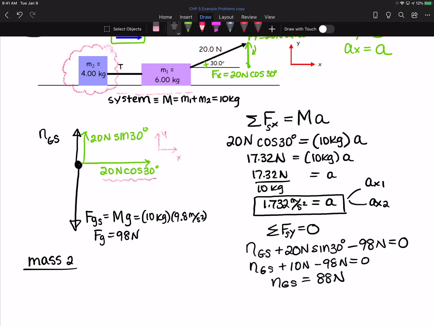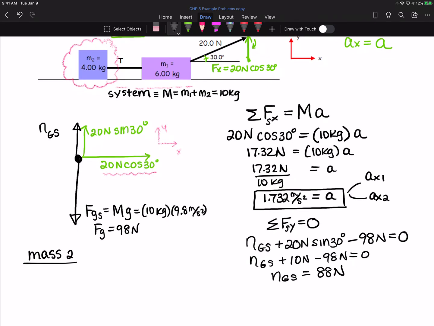As I look at mass 2, the forces acting on it would be the tension, which is pulling it to the right. I would have the force of gravity on 2, which is the mass of 2 times gravity. So this is 4 kilograms times 9.8 meters per second squared. So that's going to be 39.2 newtons. And I also have the normal force, which is the force of the ground on 2.